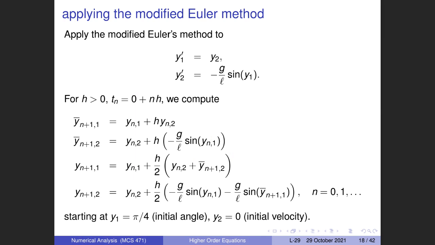Well, the modified Euler method is a predictor-corrector method. We use the Euler method. So we have the system here, and we have the prediction. This is the predict stage, and then we have the correct stage.